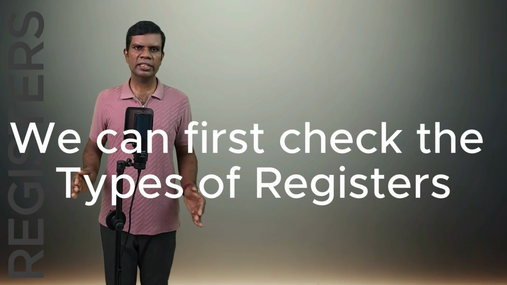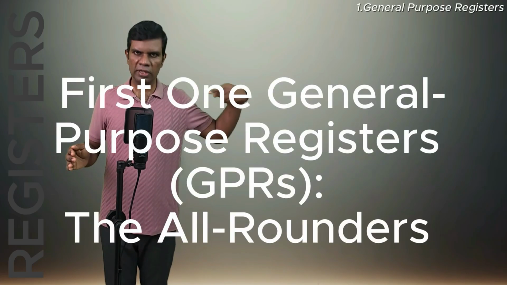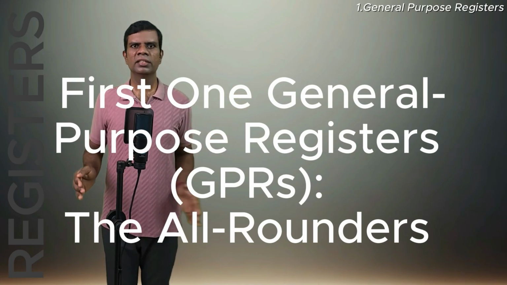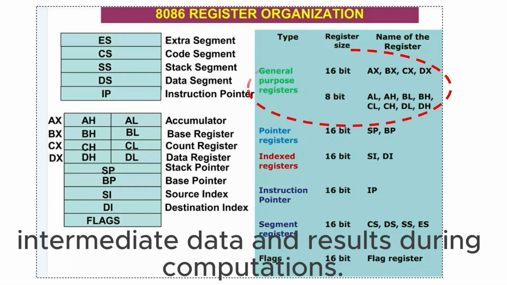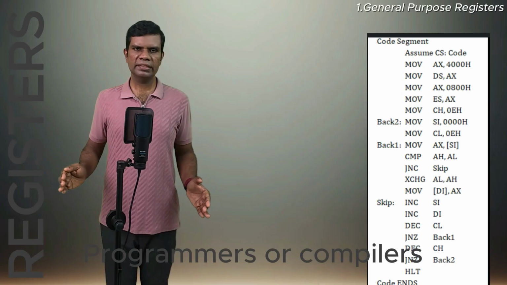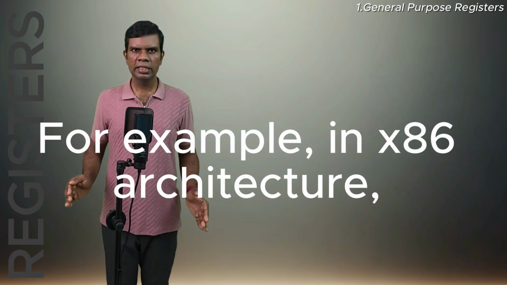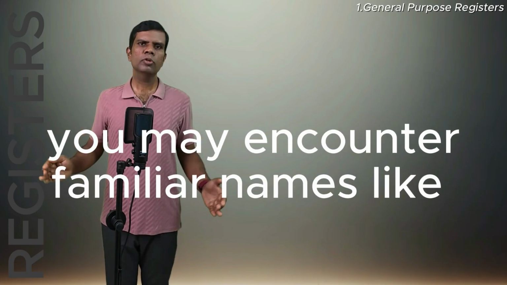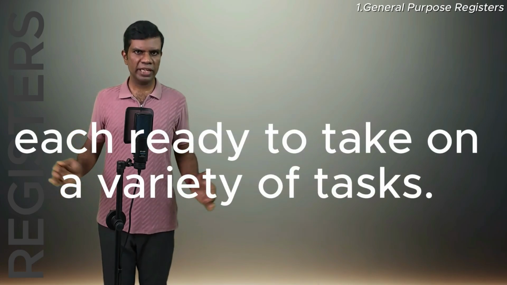We can first check the types of registers and their functions. First one, general purpose registers, the all-rounders. These registers are the multitaskers of the CPU. They hold intermediate data and results during computations. Programmers or compilers can directly access them to store temporary data. For example, in x86 architecture, you may encounter familiar names like EAX, EBX, ECX, and EDX, each ready to take on a variety of tasks.